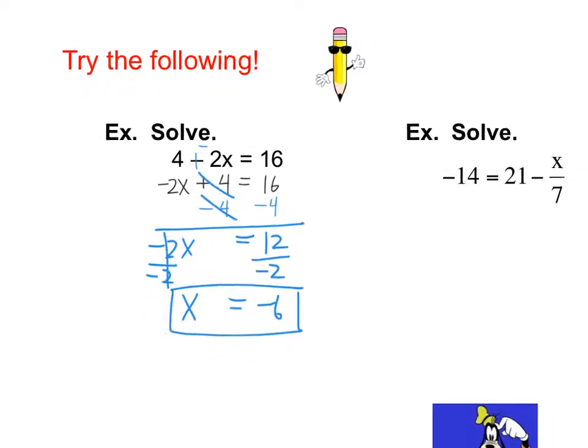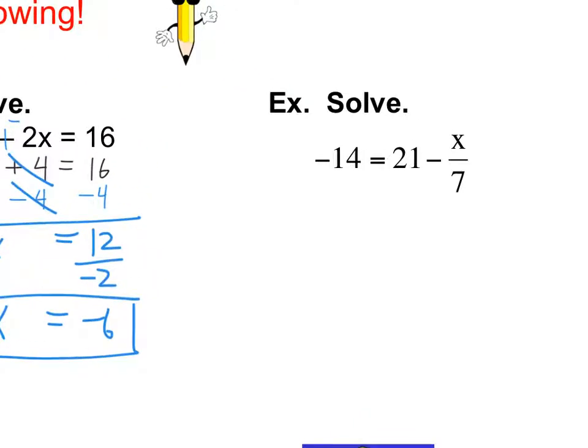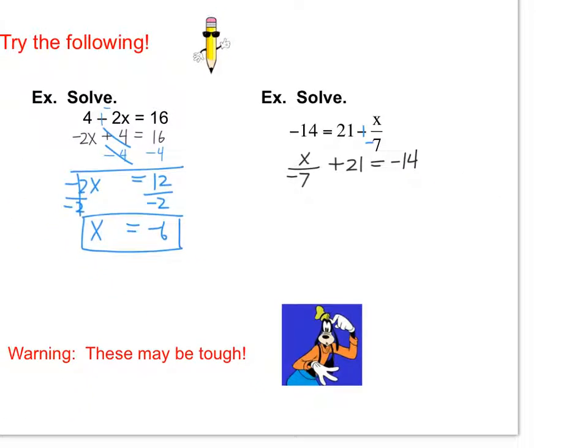So if you missed that first problem, go ahead and pause the video and retry the second example. For the second one, again, since the variable's after the subtraction, I'm going to go ahead and slash and dash. If I rewrote this, I could rewrite this as x over negative 7 plus 21 is equal to negative 14. And now I'll do my two steps.